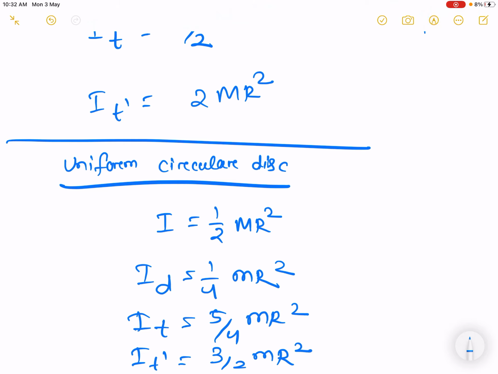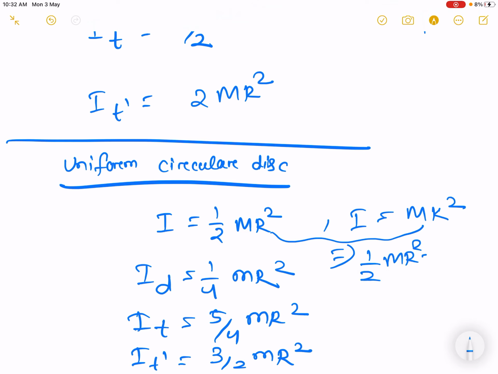Also, we are calculating the radius of gyration. We know I equals how much? Mk squared. So, by comparing these two, half mr squared equals mk squared. Cancelled. R squared by 2 equals k squared. So, k equals how much? R by root 2.